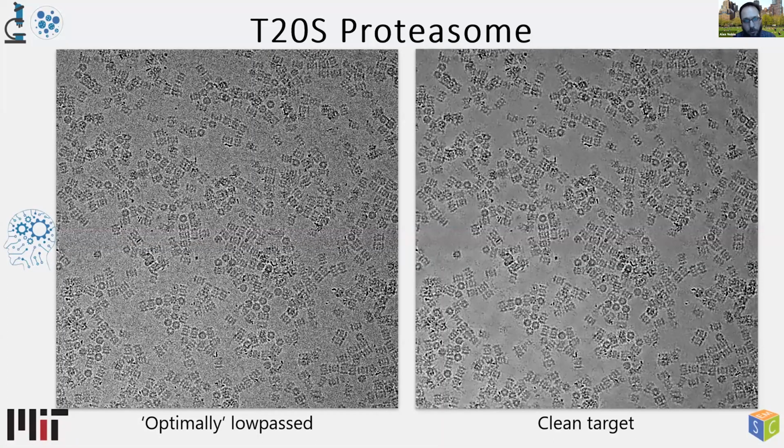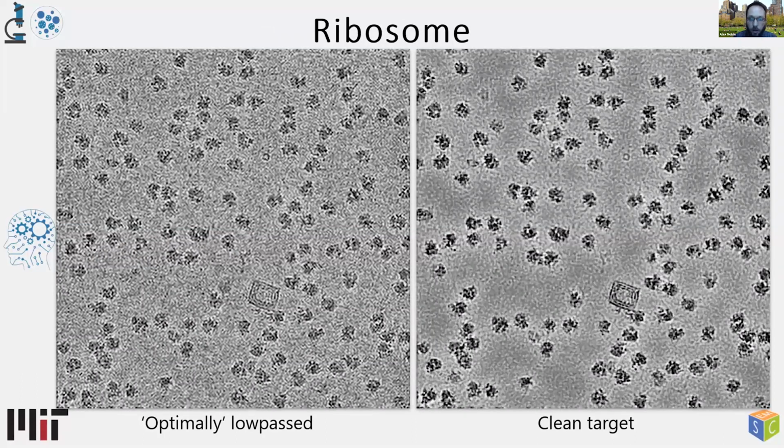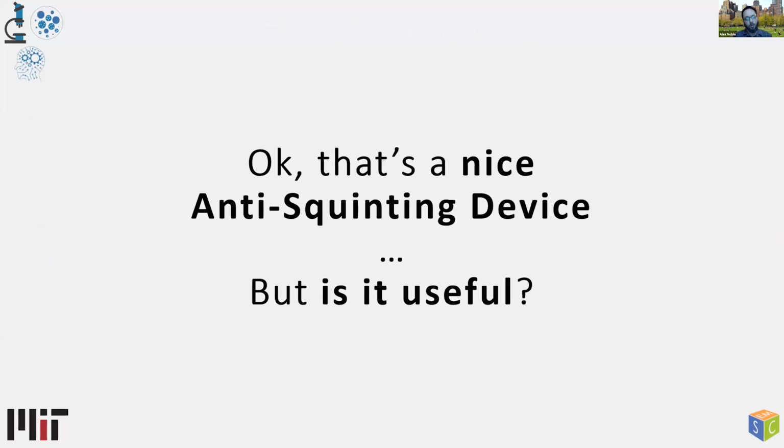Here are some other examples. Here's a ribosome data set, and you can see this high frequency speckle is more or less removed over on the right, and you can actually start making out structure of these ribosomes on an individual basis. Okay, so is it actually useful? It's a nice anti-squinting device, and it actually allows you to look at particles much more clearly.